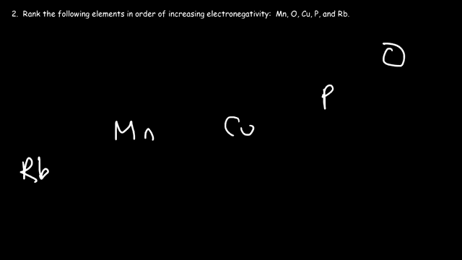Now we know that electronegativity increases towards fluorine. Oxygen is right next to fluorine. So therefore we should expect that oxygen should have the highest electronegativity value and rubidium should have the lowest. In fact, oxygen, we know it's 3.5. The electronegativity value of phosphorus is 2.1. Copper is 1.9. Manganese is about 1.5. And rubidium, 0.8.